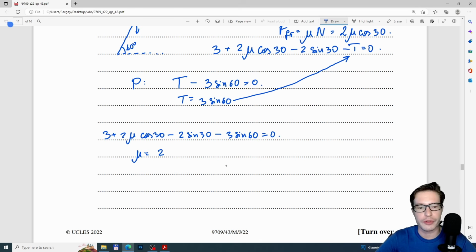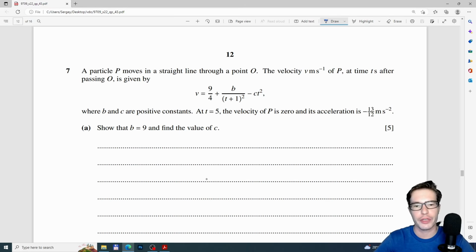So mu is going to be equal to 2 sine 30 plus 3 sine 60, take away 3, and all of this divided by 2 cosine 30. And that will be equal to 0.345. Okay, that's the answer. Okay, next question. We're given the formula for the velocity, and we know that velocity at t equals 5 equals 0, so let's substitute this straight away.